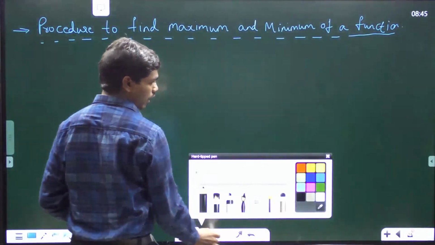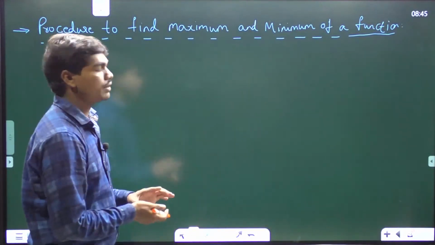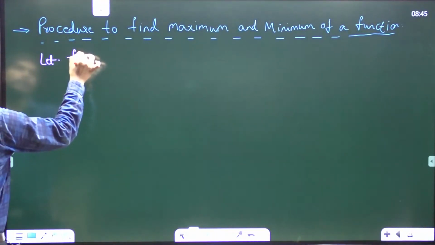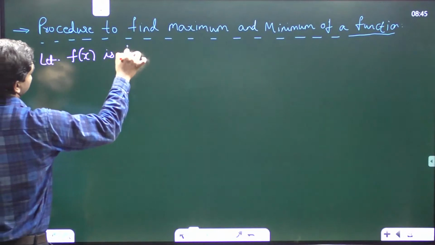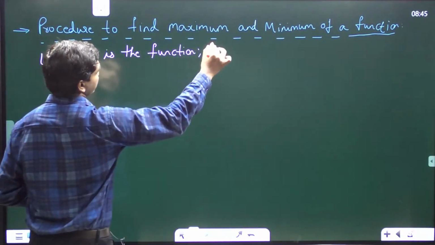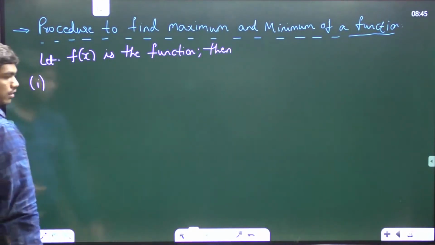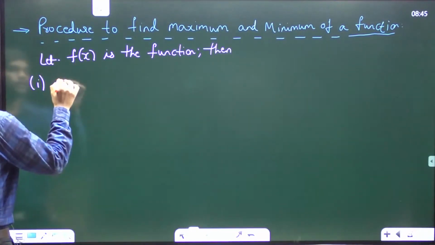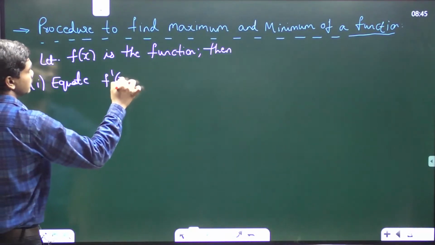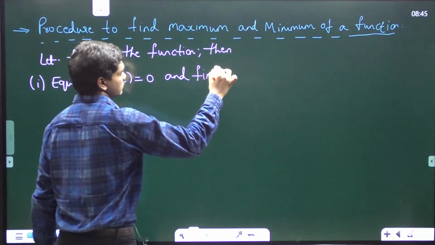Okay, so now how will you decide whether a function, how will you find the maximum and minimum value of a function? See here, let f of x be the function. Then first point, equate f dash of x equal to 0 and find stationary points.